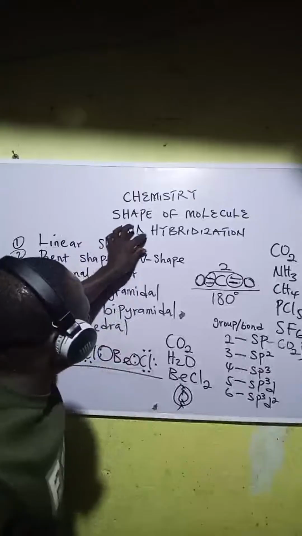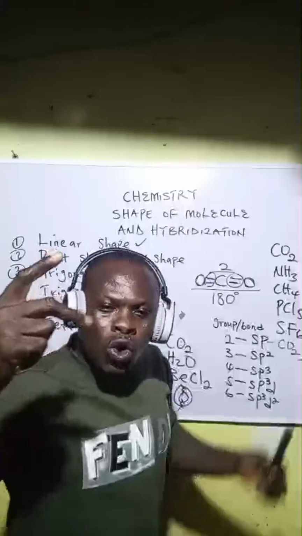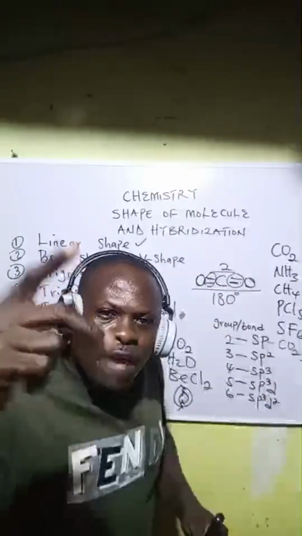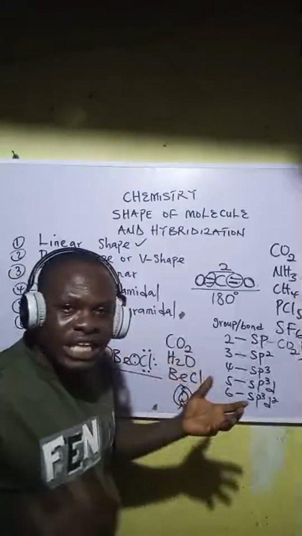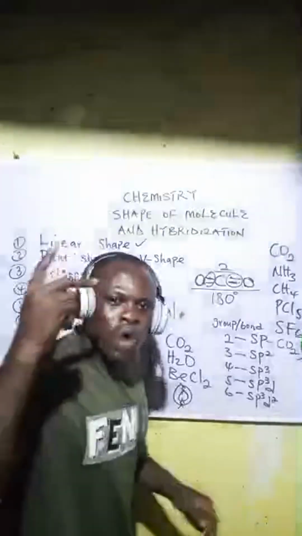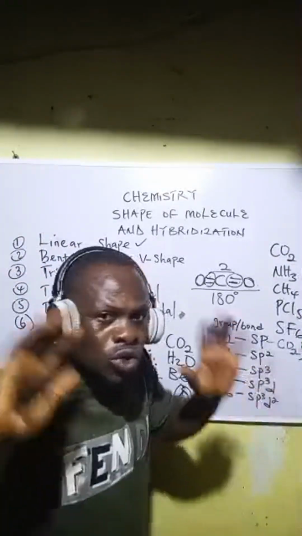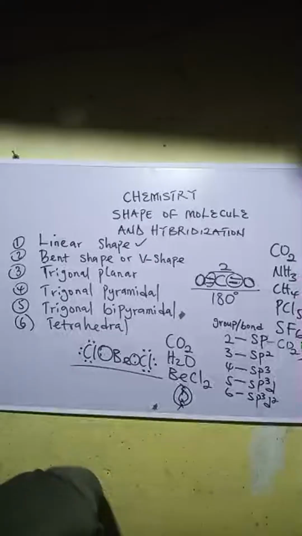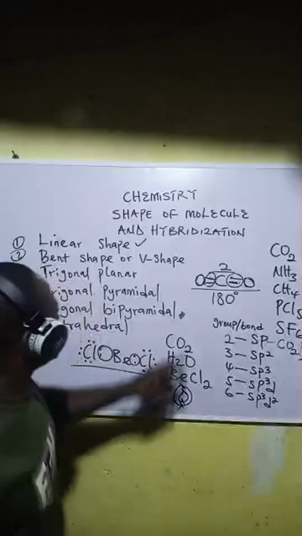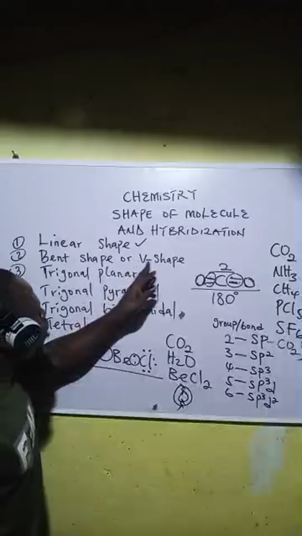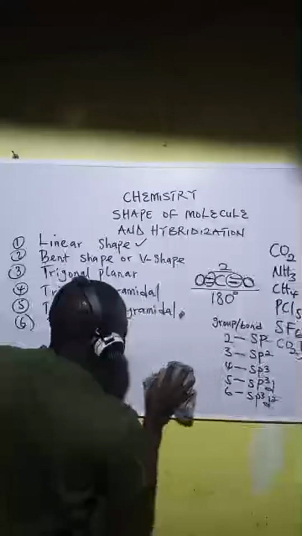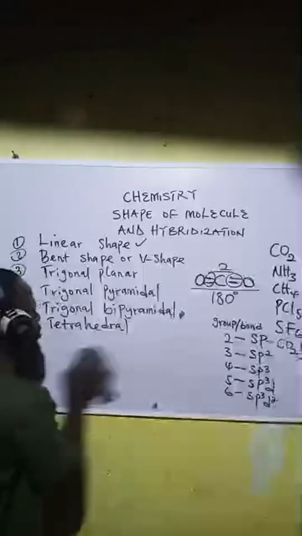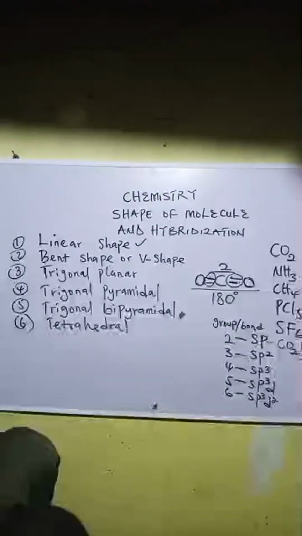You understand linear shape. Linear must be 2 elements attaching together, where one of the elements must have 2 atoms. You can see here, carbon and oxygen attach themselves. Oxygen has 2 atoms. If it is more than 2 atoms, it will not be linear. Now let's proceed. Bend shape or V shape. We are going to look at the one that is bend shape and V shape.